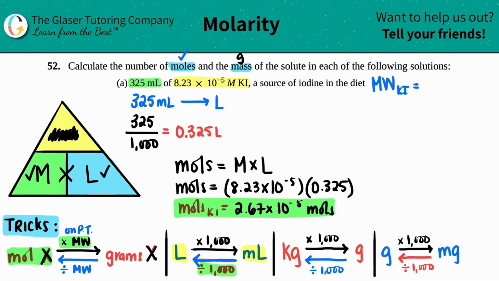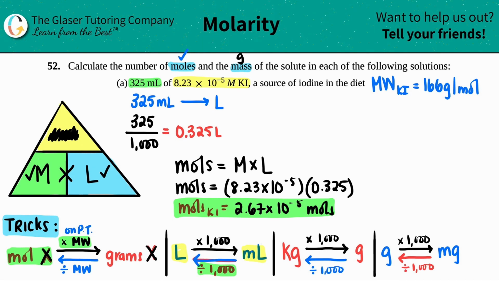We've done tons of these problems, right? So let's see if your number matches mine. We have 1 potassium and 1 iodine, so I'm just going to add those two together from the periodic table. 39.1 for potassium, and iodine is 126.9. So I get 166 grams per mole. That's the molecular weight. Now I'm going to take the moles that I found and multiply by the molecular weight, and I will get my grams.